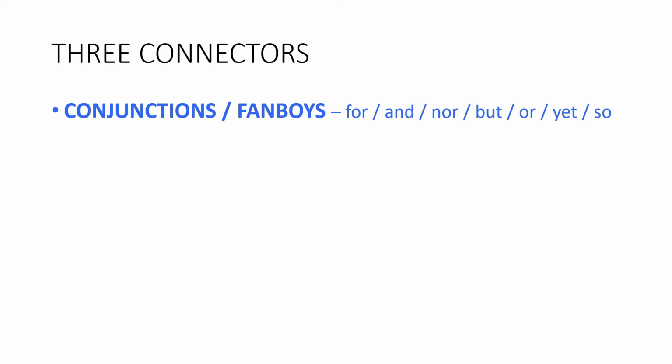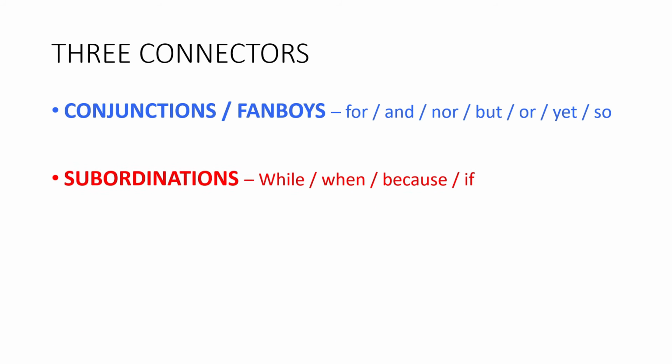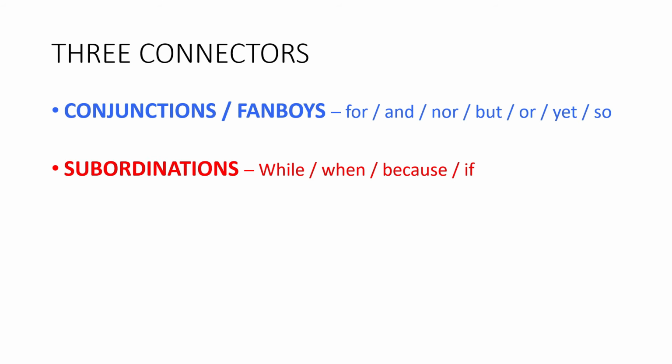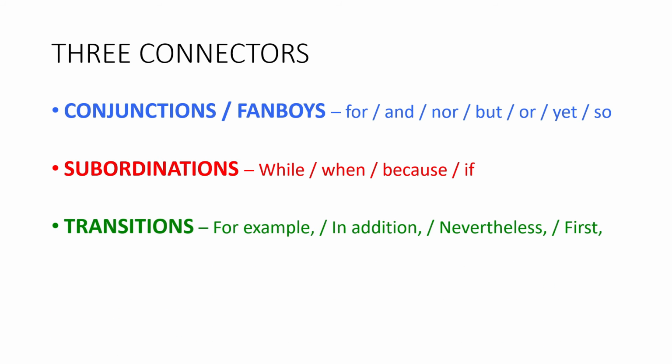So we effectively want to use conjunctions. We also want to use subordinations or subordinate conjunctions. Words like while, when, because, if, even though, whereas. These are subordinations which create complex sentences, which we'll talk a little bit about later. And of course, transitions proper. And transitions are words which begin new sentences, and they're really useful especially when beginning new paragraphs. Transitions like, for example, in addition, in conclusion, on the one hand, on the other hand.